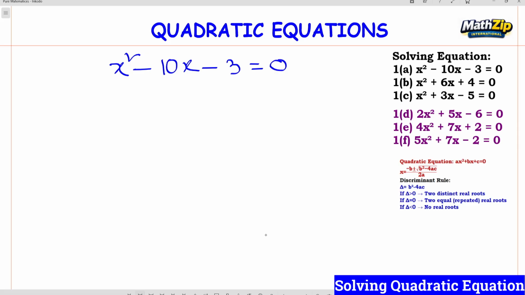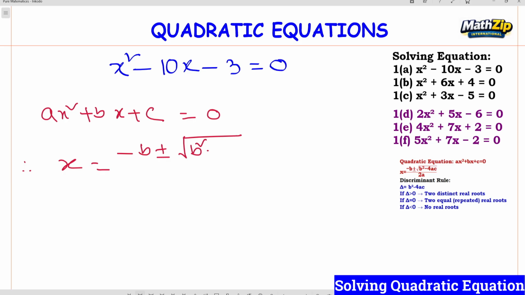There are lots of ways we can solve this, but I prefer ax square plus bx plus c equals 0. It means the quadratic general formula, which is x equals minus b plus minus root over b square minus 4ac, divided by 2a.